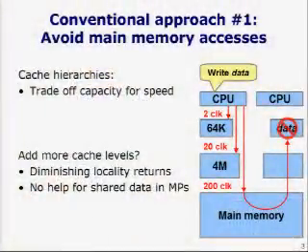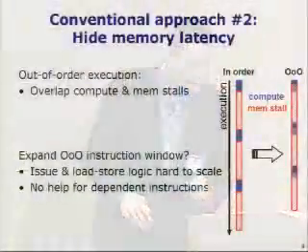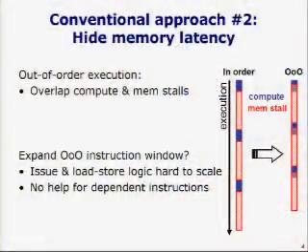Okay? So caching doesn't help us with read-write shared data in multi-chip multiprocessors. So what else have computer architects tried to do to reduce main memory access latency? Well, the second conventional approach that every modern high-performance processor employs is to try to hide memory latency with useful work. And this is exactly what out-of-order execution does.